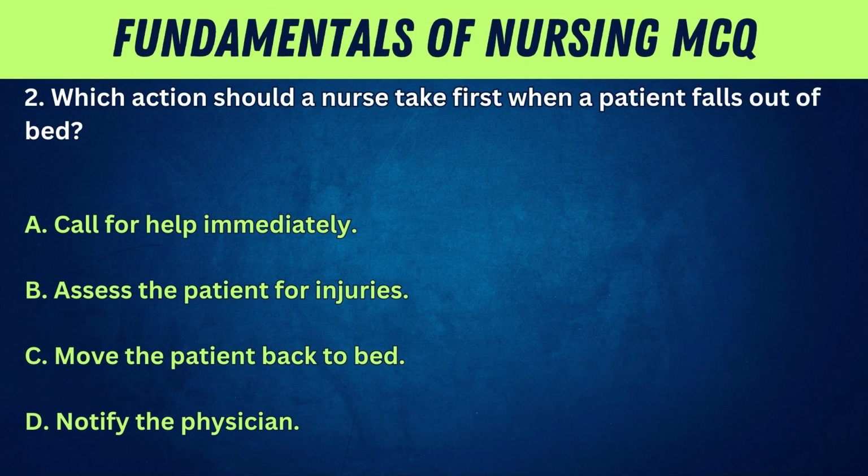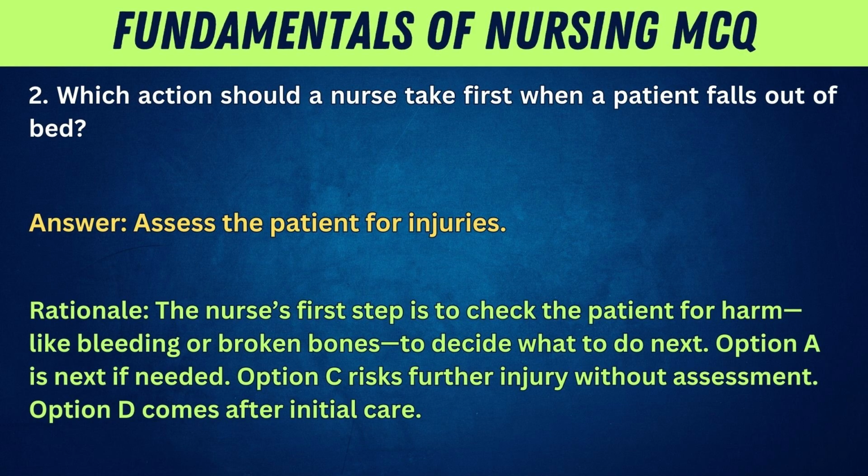2. Which action should a nurse take first when a patient falls out of bed? A. Call for help immediately. B. Assess the patient for injuries. C. Move the patient back to bed. D. Notify the physician. Answer. Assess the patient for injuries.